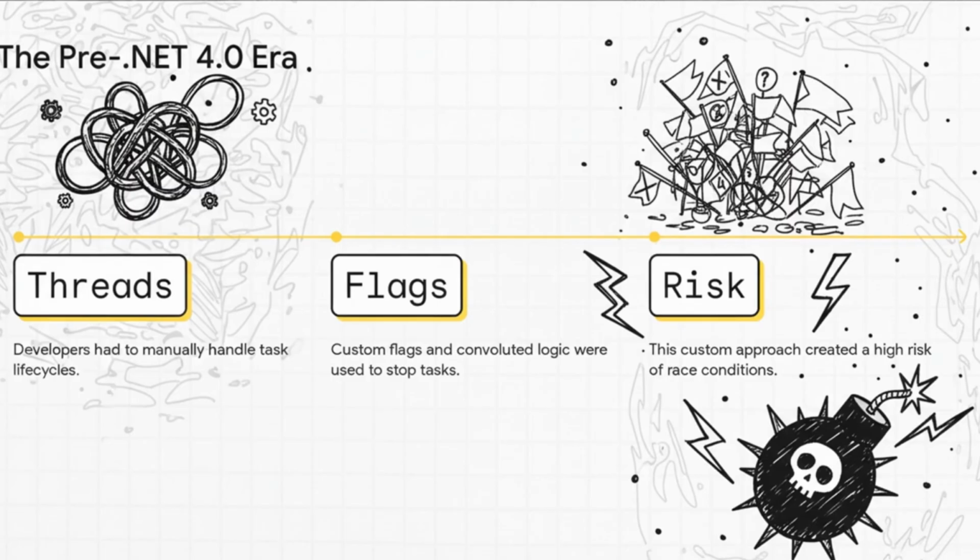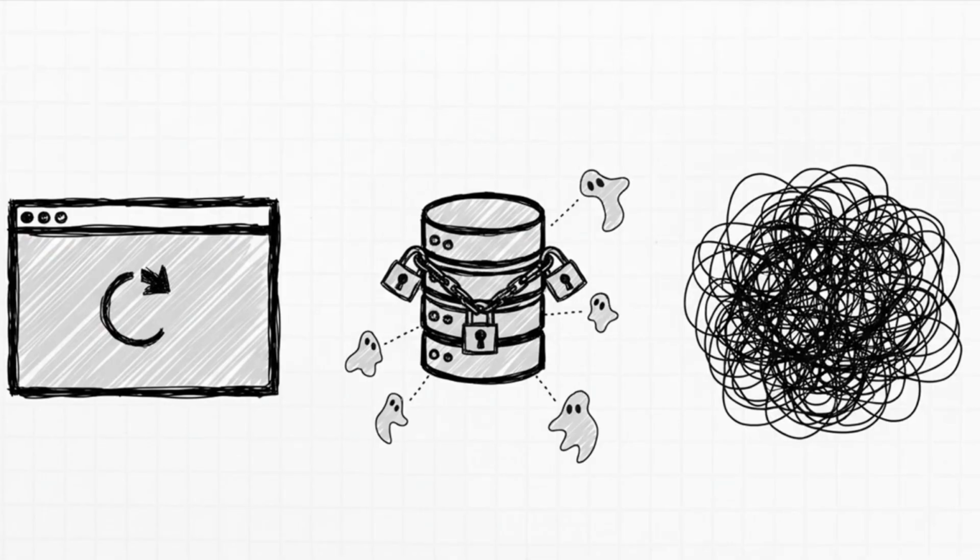Developers were completely on their own, trying to manually wrangle threads and inventing their own custom Boolean flags like isCanceled. This whole approach wasn't just clunky. It was a breeding ground for nasty bugs and really hard to find race conditions. And the results of that chaos? They were painfully real. You've probably felt this before.